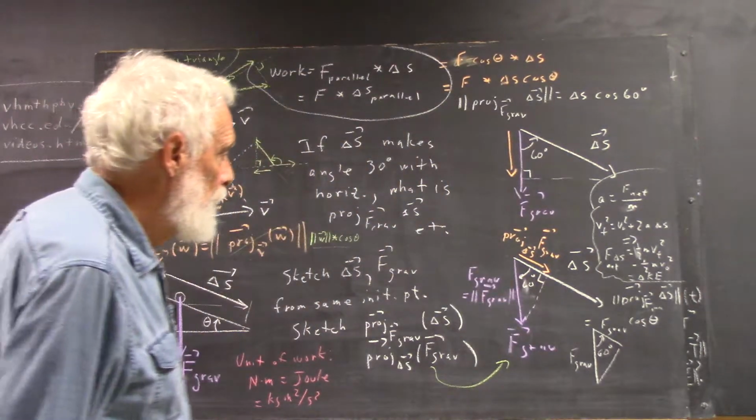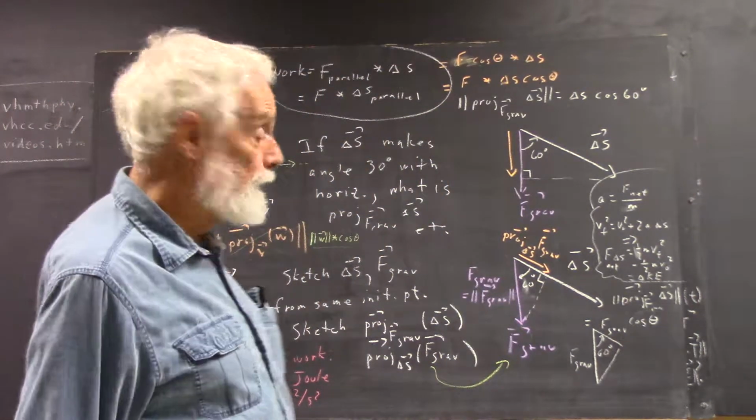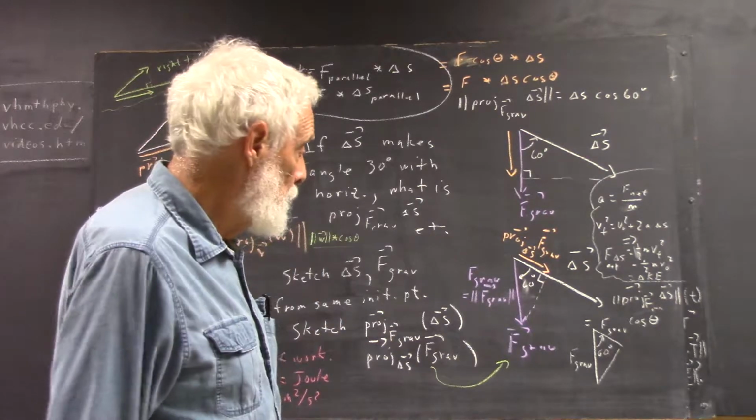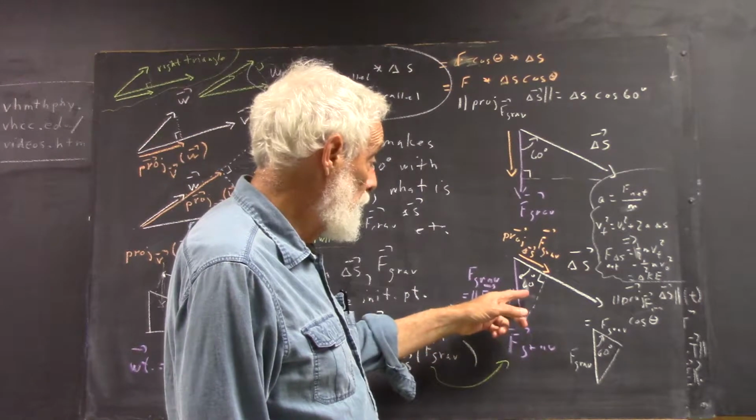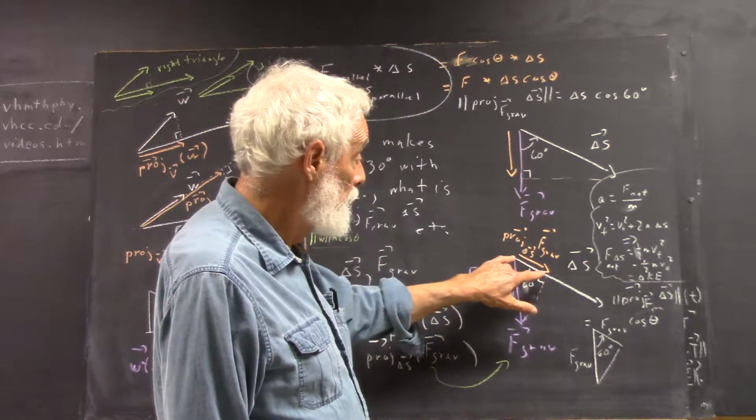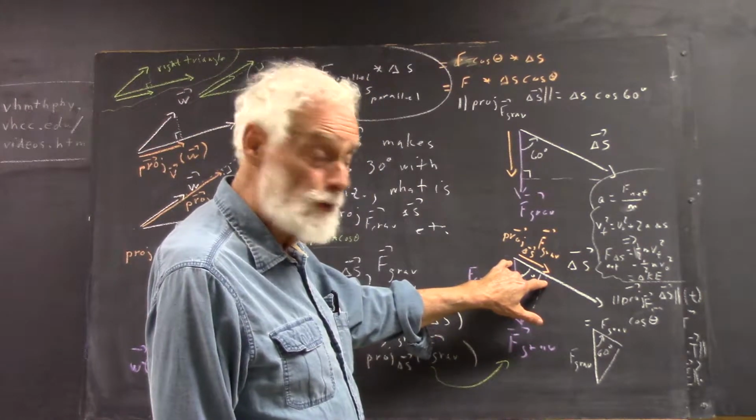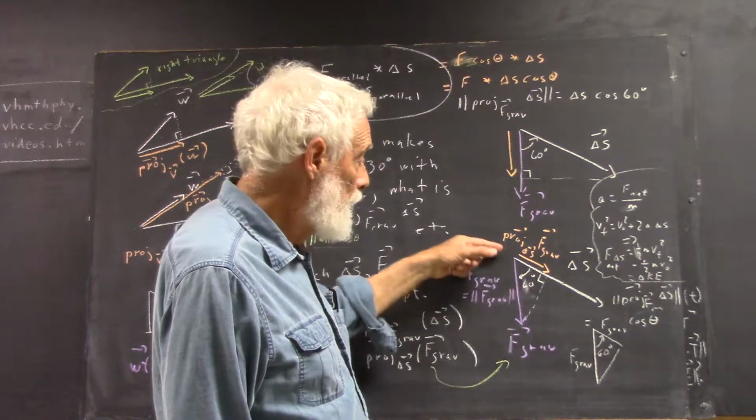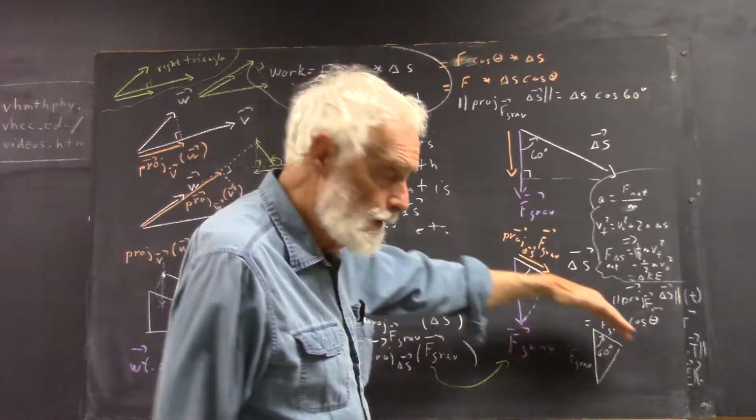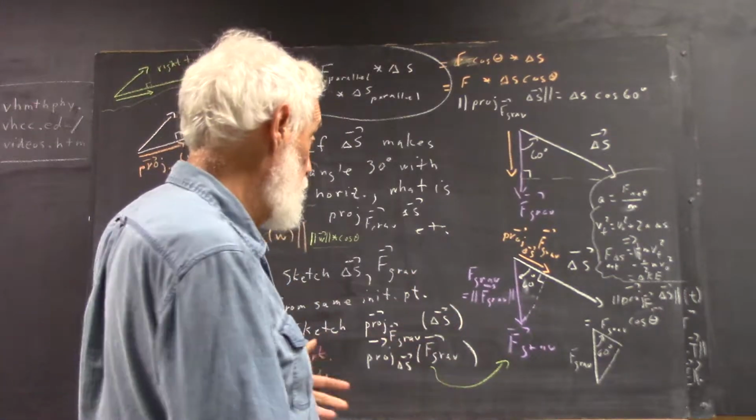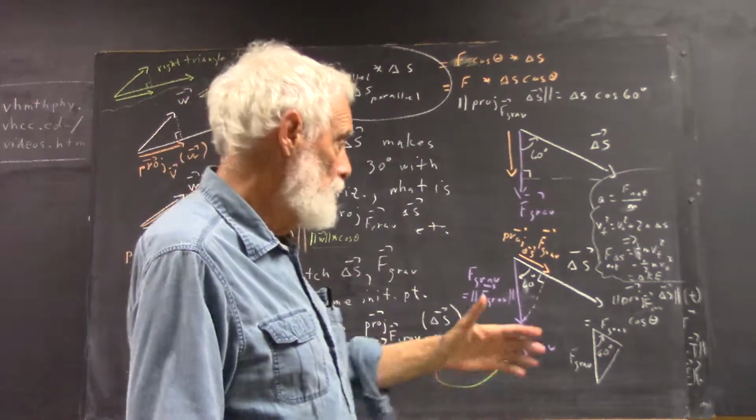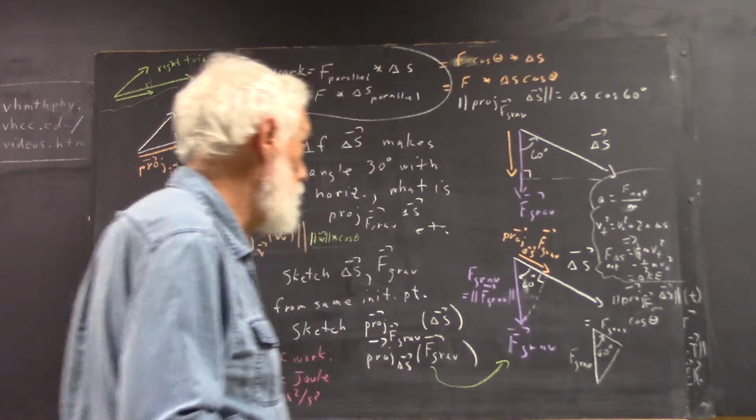Okay? So now, if we want to calculate the scalar projection, we can just take the length of the F grav vector and multiply it by the cosine of 60 degrees. It'll give us the length of this vector, and will also tell us that this vector is in the same direction as delta S. Even if we hadn't sketched it, it would tell us that. And the result would be consistent with our sketch.